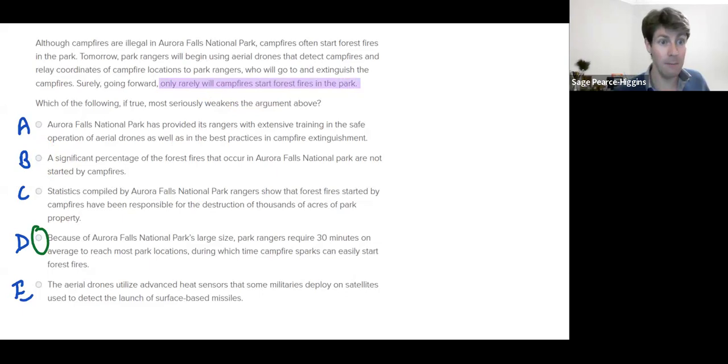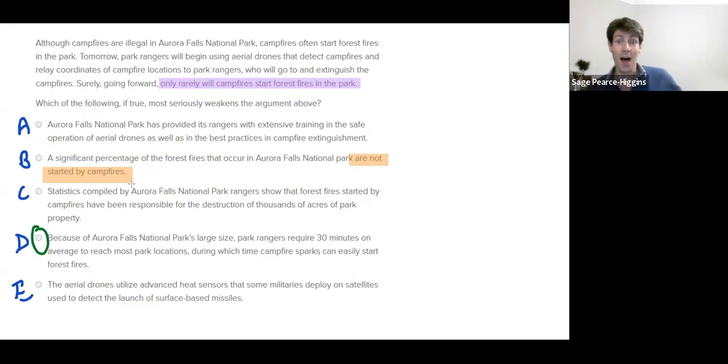So if we look at B, it's a good example of something talking not about campfires. Now, if I was making the argument and you said answer choice B to me, I could fairly put my hands up and say, wait a minute, I didn't say anything about other types of fires. Yes, maybe the park is going to burn down from lightning. We don't know. And to be frank, I don't care at this point, because my claim was only about campfires.